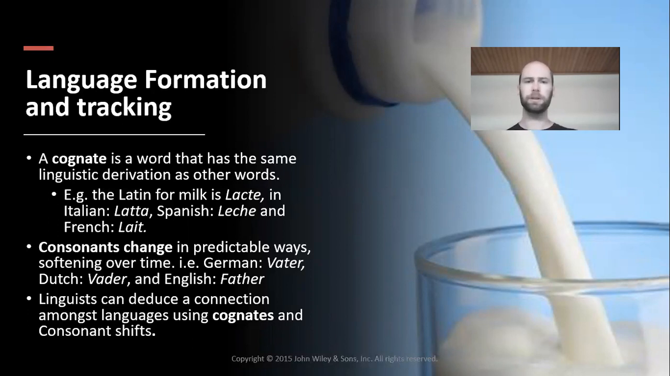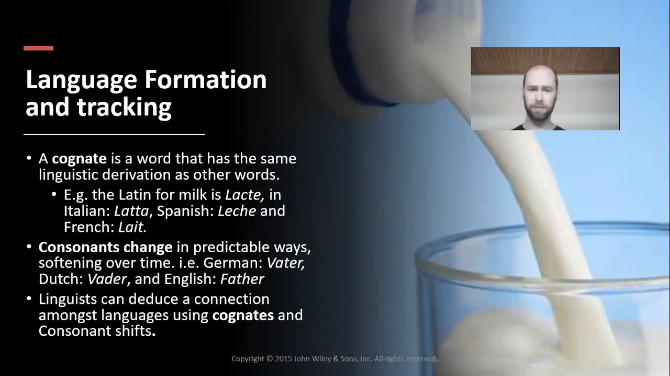And consonants can change in predictive ways, and they usually soften over time. So the German word for father is Vater. In Dutch, it is Vader. In English, it's father. So the first consonant, the V, has softened over time into more of an F, and the middle consonant, the T, has softened from a T to a D to a Th. This is something that is particularly constant over time. As languages change, these consonants become softer.